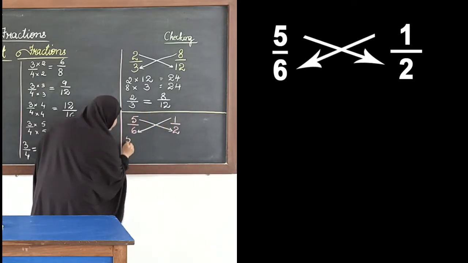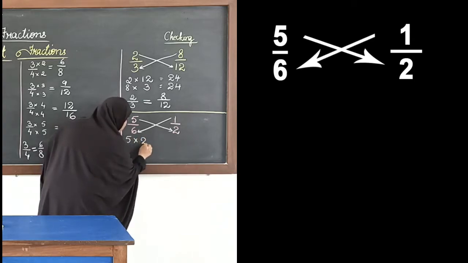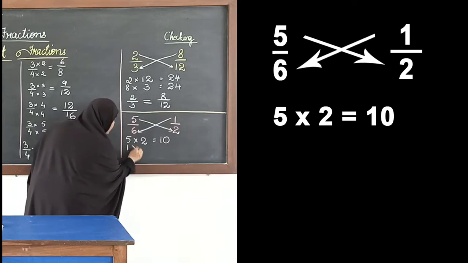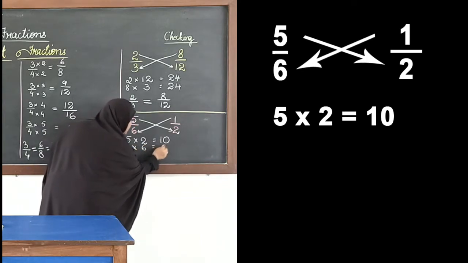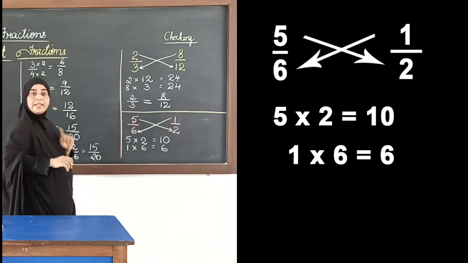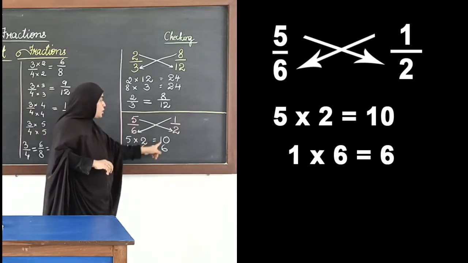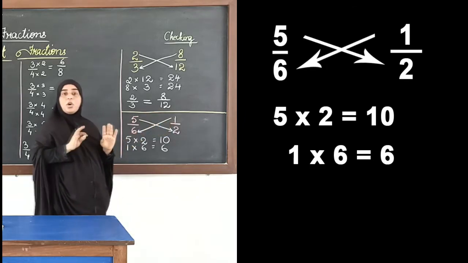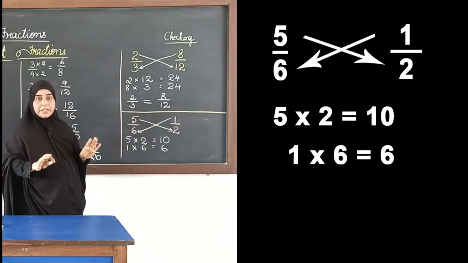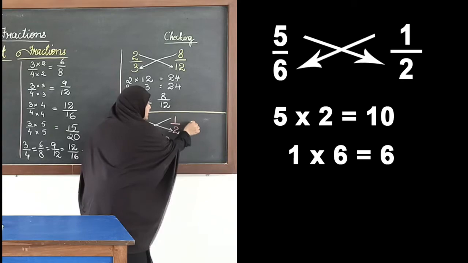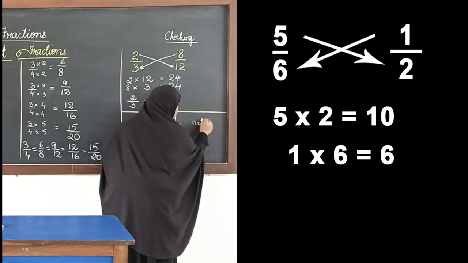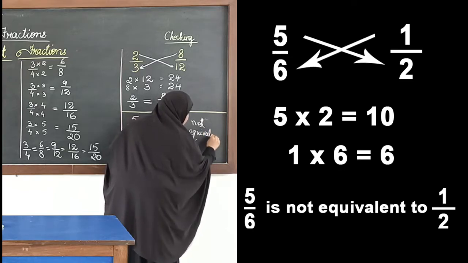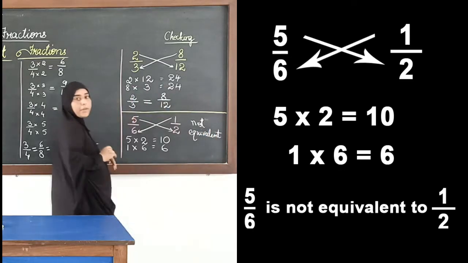So, 5 into 2 is equal to 10, 1 into 6 is equal to 6. Now, you see we did not get the same answer, we got two different answers. That means these two fractions are not equivalent to each other. Okay? So, we can say not equivalent. Okay, so these two fractions are not equivalent fractions.